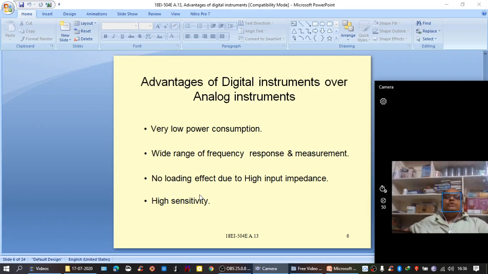Next, no loading effect due to high input impedance. This we have seen in electronic voltmeters also. High input impedance, and as a result, loading effect would be zero. And because of this high input impedance, the sensitivity of the instrument would be very high.